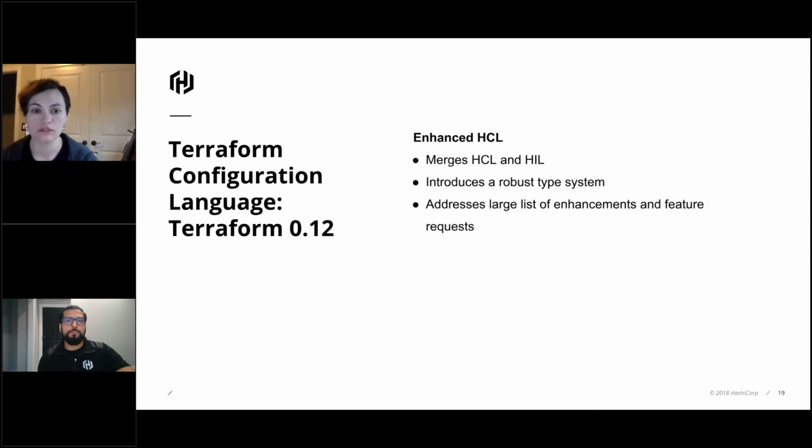Terraform 0.12 is going to introduce HCL2, which is a complete rewrite of that underlying configuration language. It merges HCL and HIL, introduces a robust type system, and really lets us address a large list of feature requests and enhancements. And pretty much any enhancement we didn't get to in this release, we've set the stage by switching to HCL2.